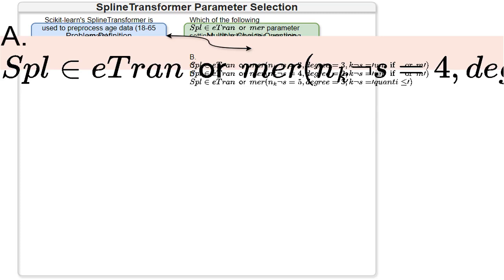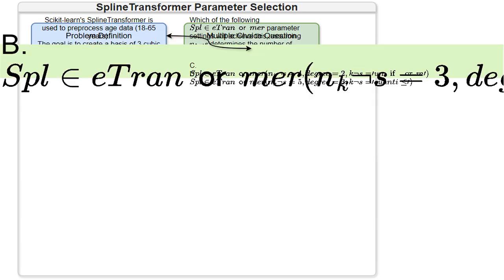This is option A. The SplineTransformer is configured with n_knots equals 4, number of knots is 4, and degree equals 3, cubic spline. This option will not produce 3 cubic splines. This is option B, with n_knots equals 3 and degree equals 3. Similar to option A, this configuration also doesn't produce 3 cubic splines.